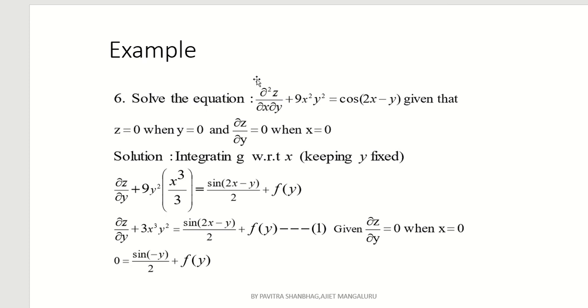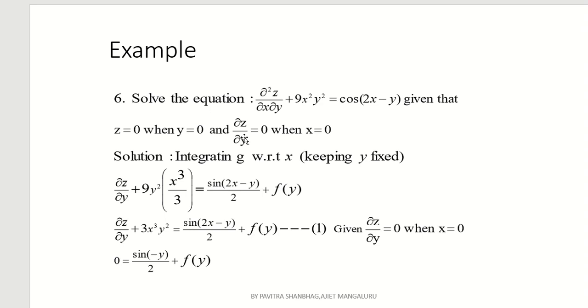∂/∂x of ∂z/∂y we will remove, right? If you integrate with respect to x, this ∂/∂x term goes away and the remaining term is ∂z/∂y plus 9y², with y² constant. The integration of x² is x³/3, equal to the integration of cos, that is sin(2x − y)/2, because the coefficient of x is 2, plus f(y), the constant of integration, right? That is ∂z/∂y plus 3x³y² equals sin(2x − y)/2 plus f(y).